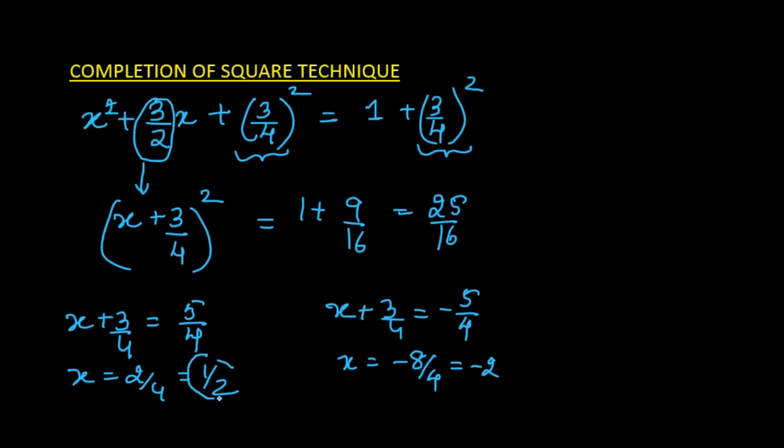So we are able to find two values of x, which are the solutions of our given equation by completion of square technique. Okay, I hope this much is clear to everyone.